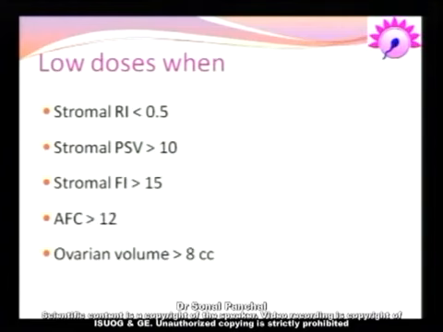Whereas you should be very particular in selecting the dose of stimulation when the RI is less than 0.5, stromal PSV more than 10, stromal FI more than 15, AFC more than 12, and when I say AFC, it's FNPO, that is follicular number per ovary, and ovarian volume more than 8 cc. Of course, you may have combinations from both the tables, and then you have to balance your dose calculations.